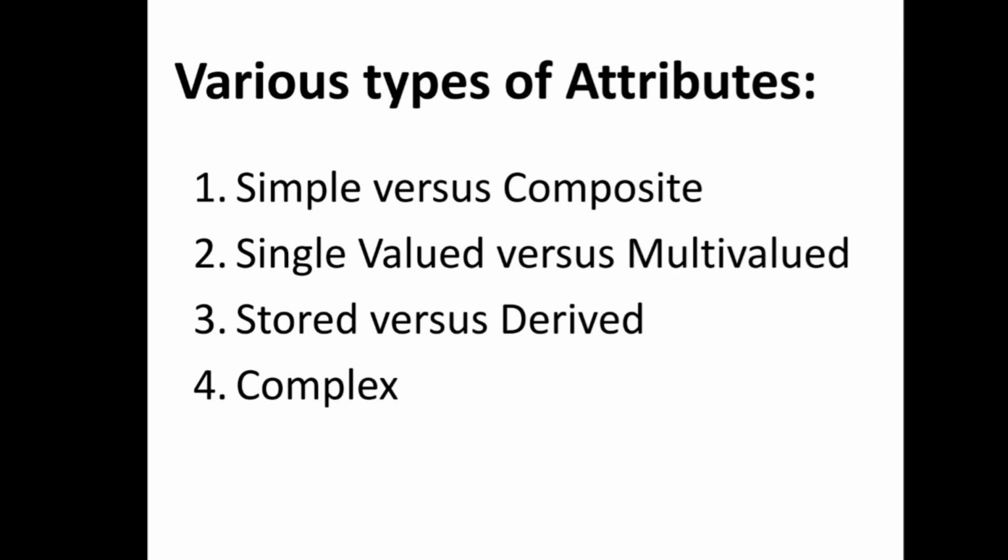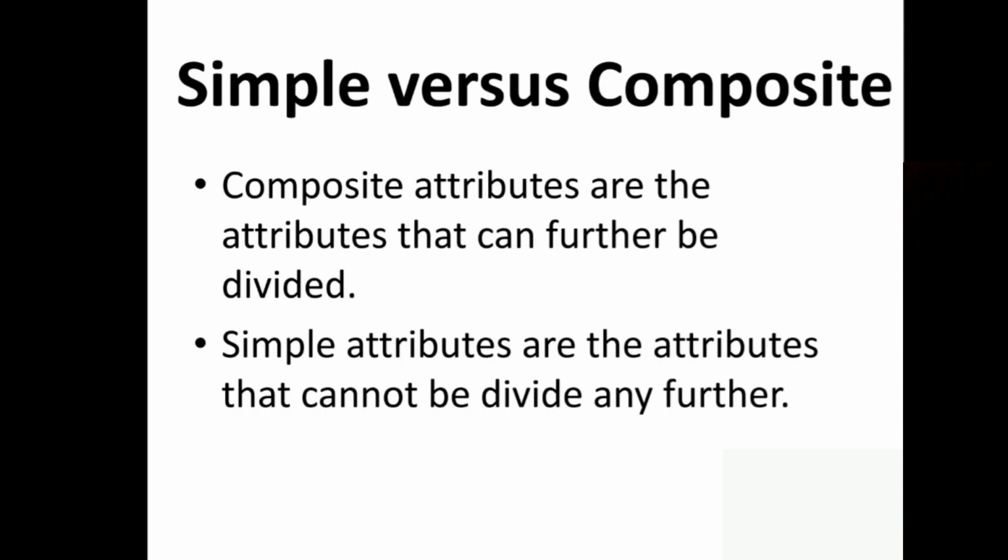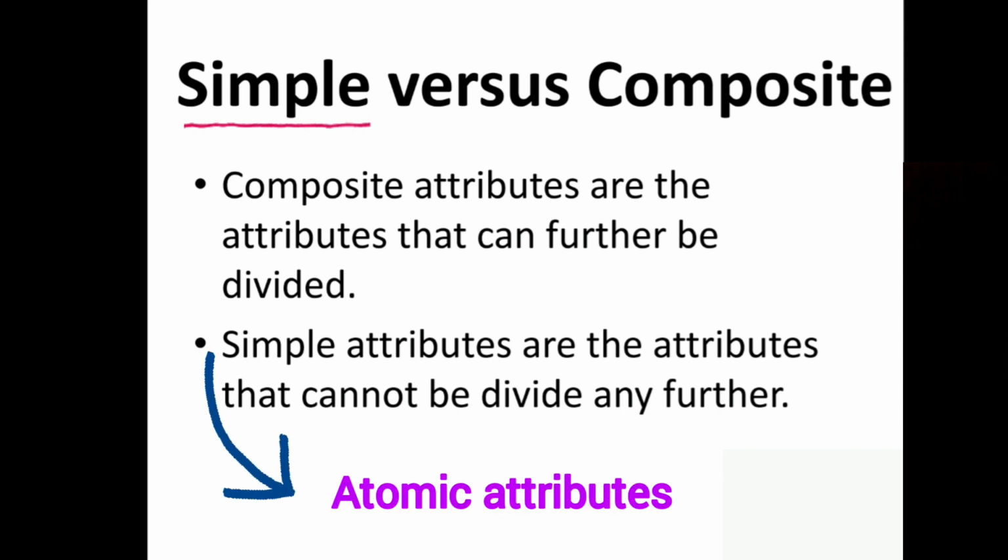So there are different types of attributes that occur in the ER model, which include simple versus composite, single valued versus multivalued, stored versus derived, and the complex attributes. Now firstly we look at the simple versus composite attributes. Composite attributes are the attributes that can further be divided into subparts, which further can represent some basic attributes, whereas simple attributes are the attributes that cannot be divided any further. And simple attributes are also called atomic attributes.